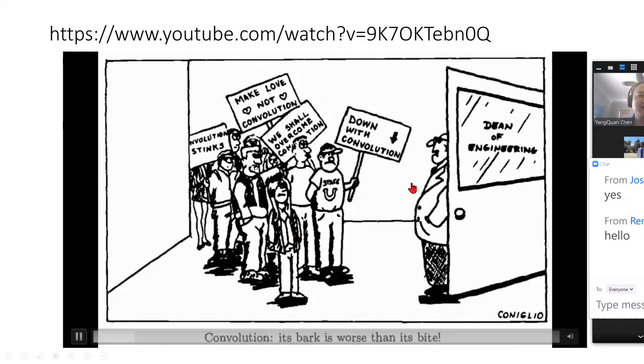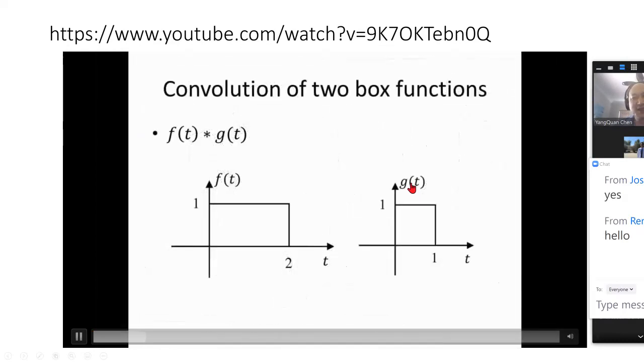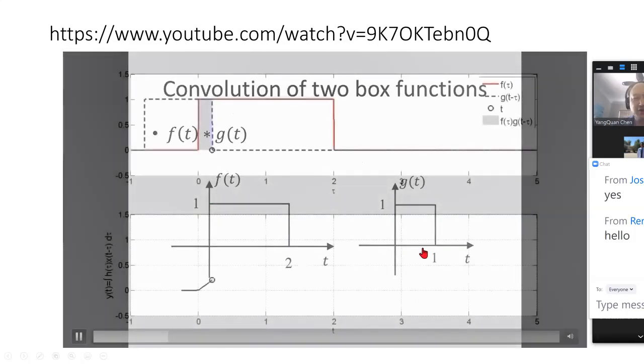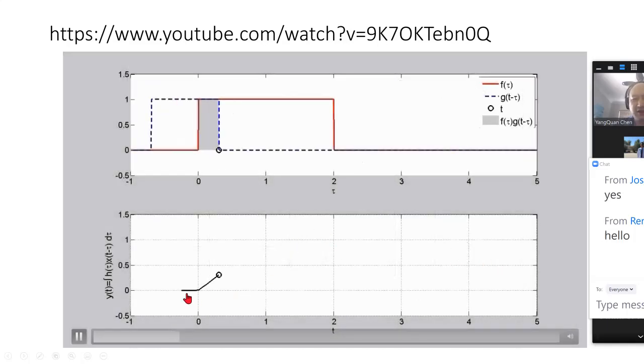So I like this cartoon. Very nice. Okay. So if I have 2 boxes, one is 0 to 2, 0 to 1. So the final one is a 0 to 3. Because you start from here, non-zero, and going up.